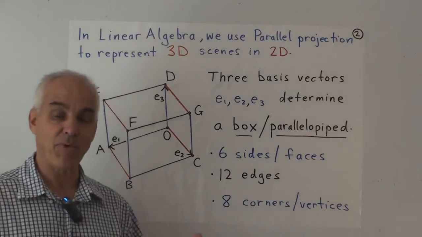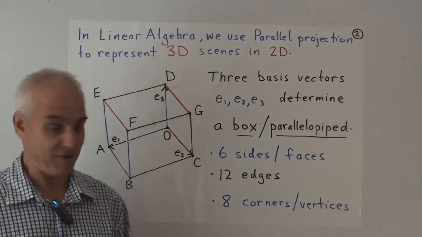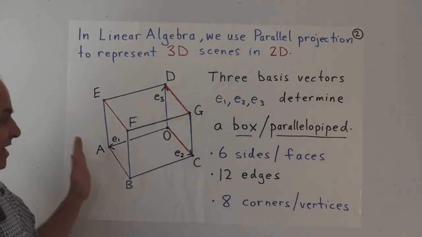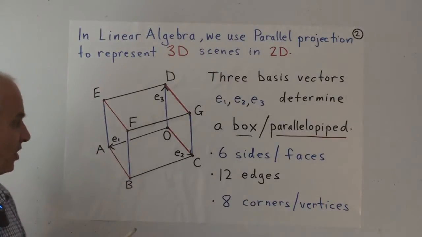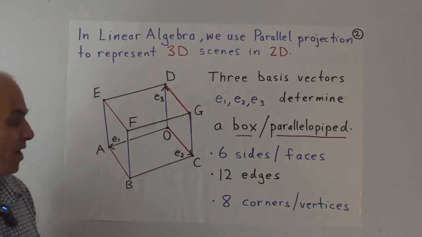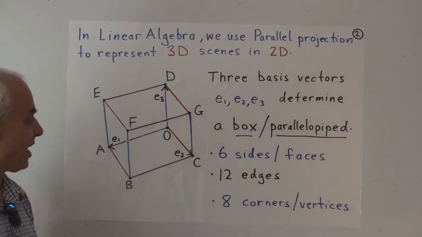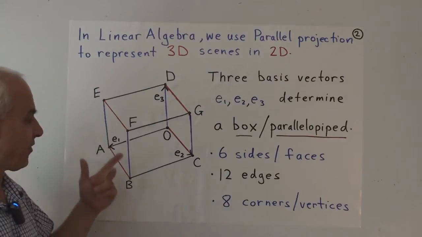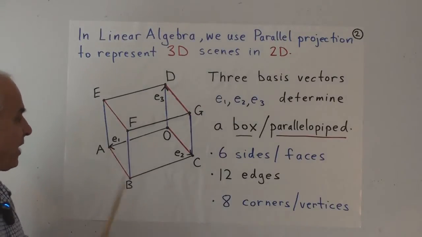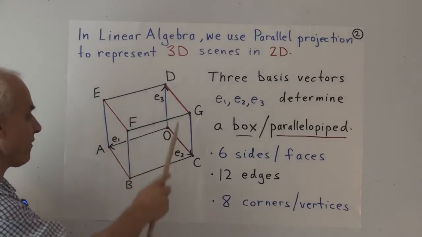So there are a number of simple things to say about a parallelepiped. First of all, it has 6 sides or faces. We've talked about them already. It has 12 edges, 4 of any one kind, and there are 3 different kinds. So 4 times 3 is 12. And there are 8 corners or vertices.